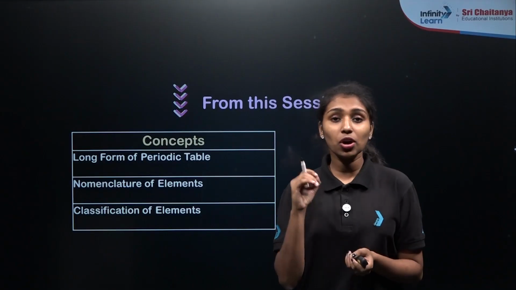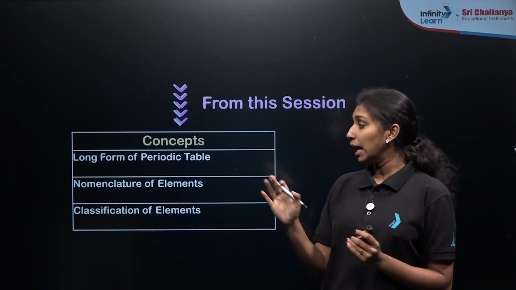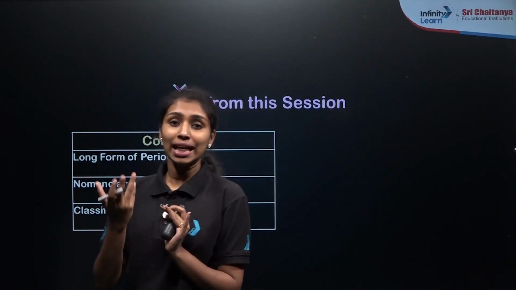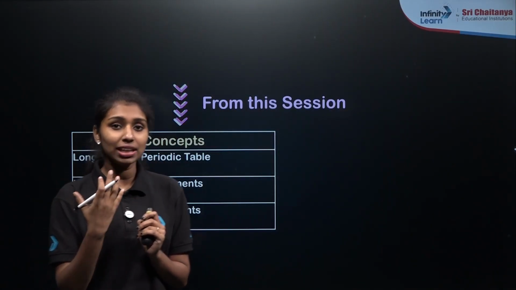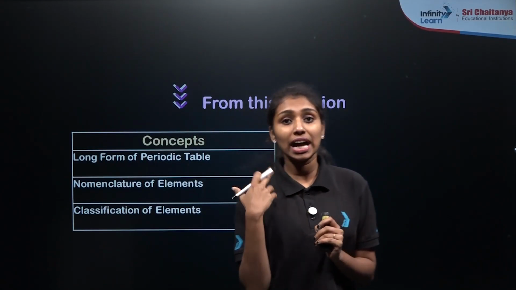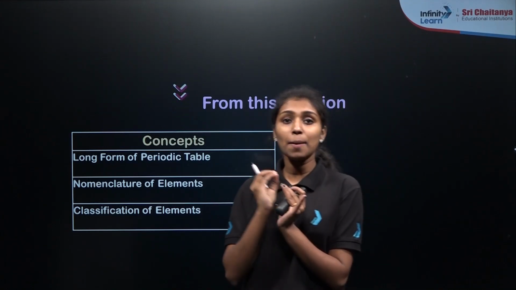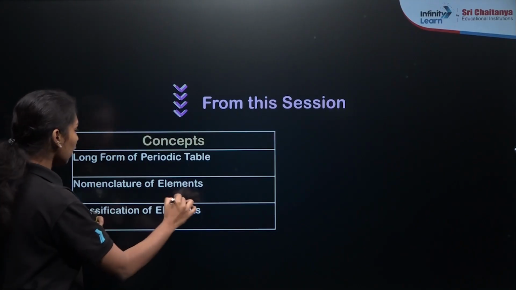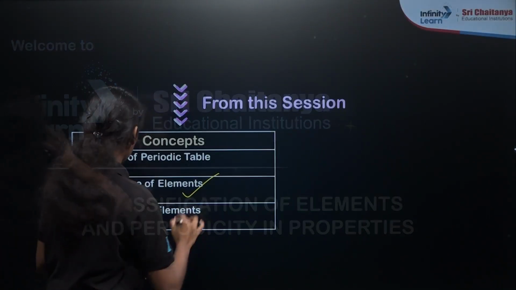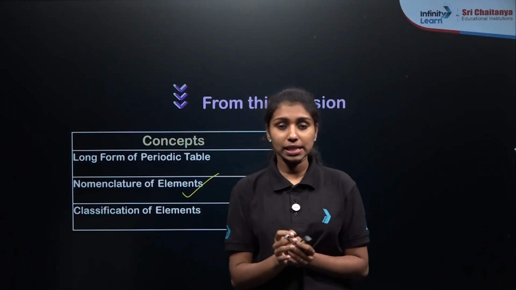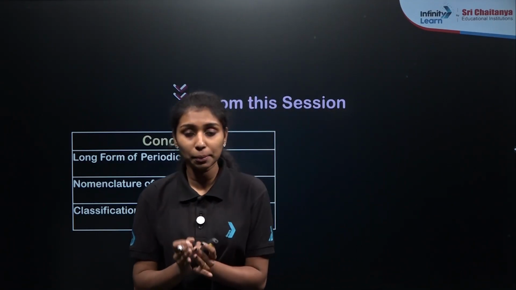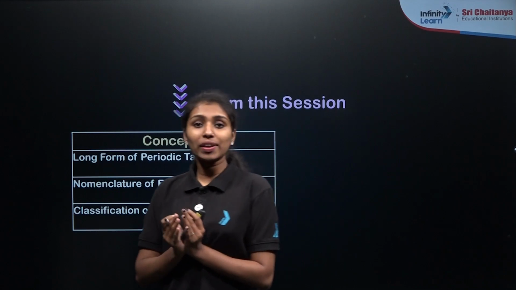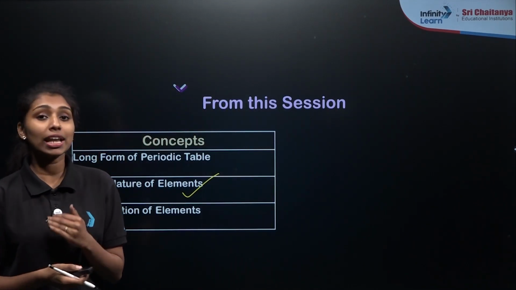The long form of the periodic table, or the modern periodic table which we use now, and the nomenclature of elements. For example, in the periodic table we will have heavy elements, right? Whenever the elements have an atomic number more than 100, we use a separate naming method according to IUPAC. So we will discuss the nomenclature of these elements, along with how we classify them in the periodic table into different blocks, S block, P block, D block and F block elements. So we can start our session with the nomenclature of these elements.